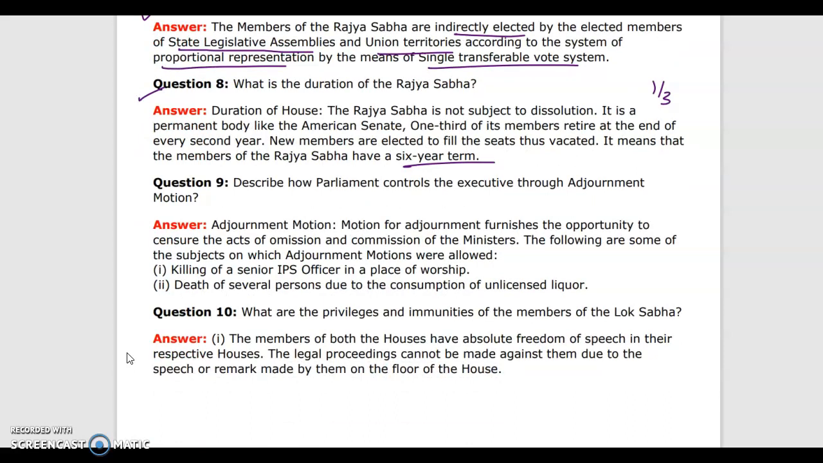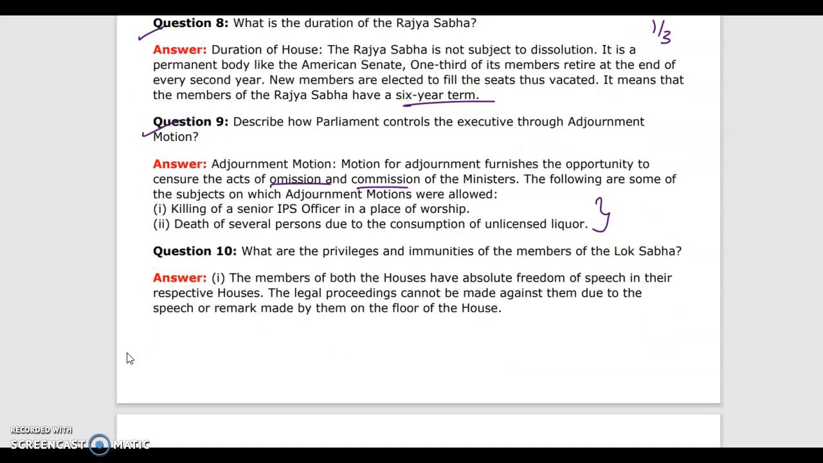Describe how Parliament controls the executive through adjournment motion. Motion for adjournment furnishes the opportunity to censure the acts of omission and commission of the ministers. This is the keyword. The following are some of the subjects on which adjournment motions were allowed. First is killing of a senior IPS officer in a place of worship. Second is death of several persons due to consumption of unlicensed liquor. These are 2 examples which you can give as an addition to the answer.